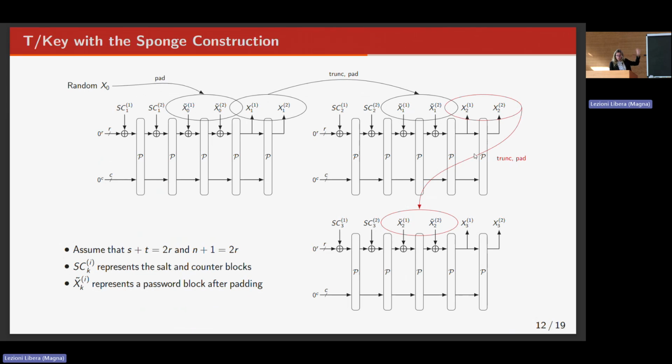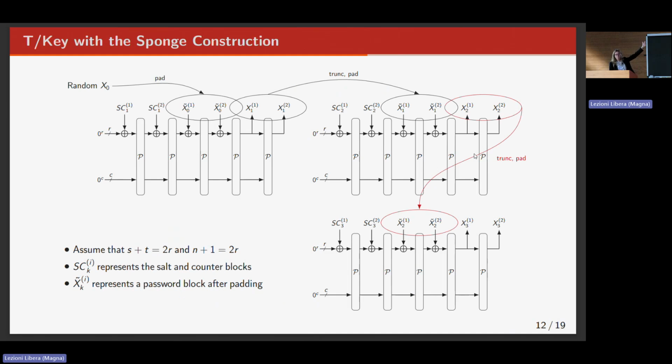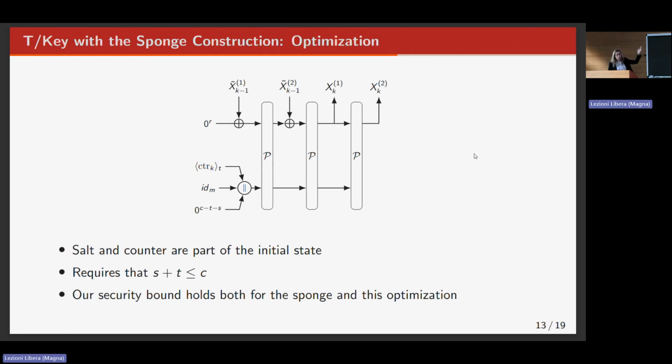So here we have that the salt and the counter are absorbed by blocks of bits. But looking ahead, in the security proof that we had, there is no difference between absorbing the salt and the counter by blocks of bits or directly initializing the inner part of the sponge with the salt and the counter this way. Strictly seen in this setting, you kind of randomize the sponge state before you absorb, while here they are fixed. But for us, it didn't change anything. And if you do things this way, then you can be a bit more efficient. So the security bounds that we have hold both for the sponge and this optimization.